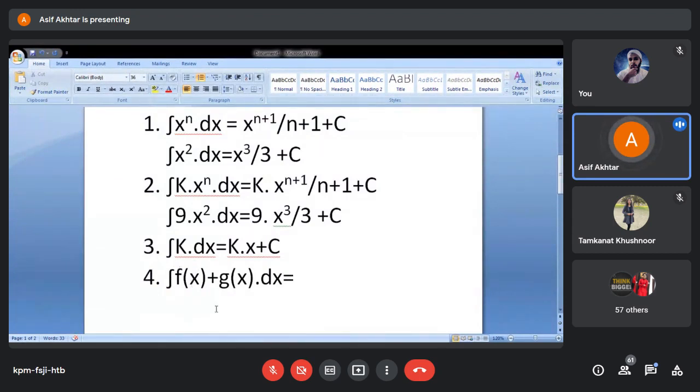Now, according to the rule, as what we have done in differentiation, you saw in differentiation that when we have two or more than two functions and we are taking the differentiation, we take the derivative separately. The same rule is applicable here. If we have the integration of two or more than two functions which are separated by plus sign or minus sign, so either it is plus or it is minus, then according to the rule, we have the integration of f(x).